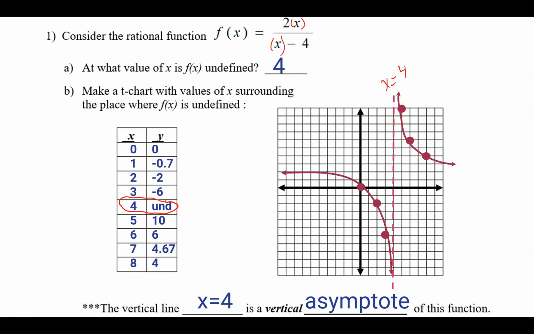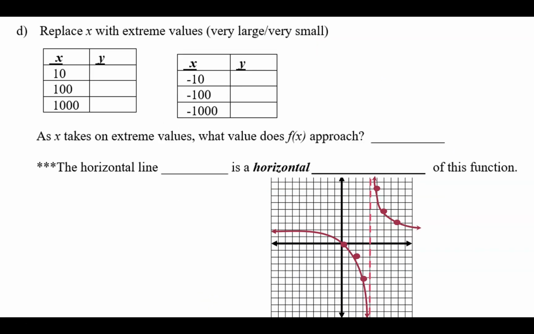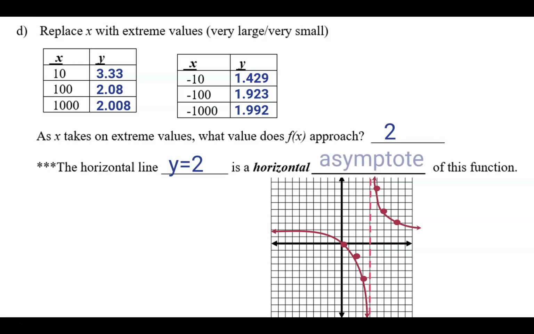Okay. Something else we're also going to explore by plugging in extreme values. So if I replace x with a 10, a 100, a 1000, negative 10, negative 100, negative 1000, these are the values we get here. I'll notice my y's are getting really close to the value of 2, but they never actually equal 2. We have 2.008. We have 1.992. We're getting close to 2, which means y equals 2 is a horizontal asymptote of our function.